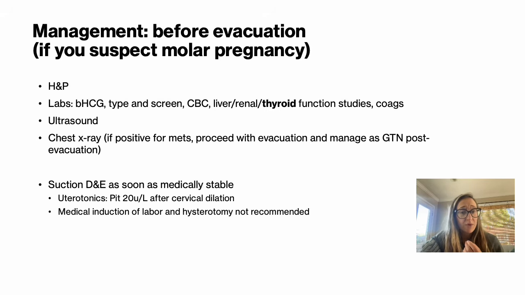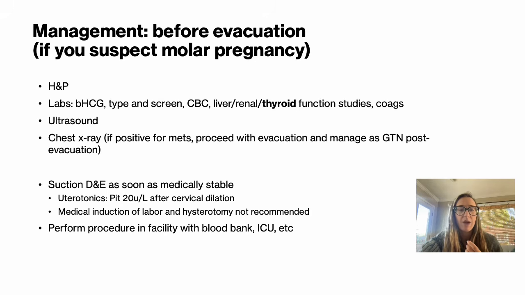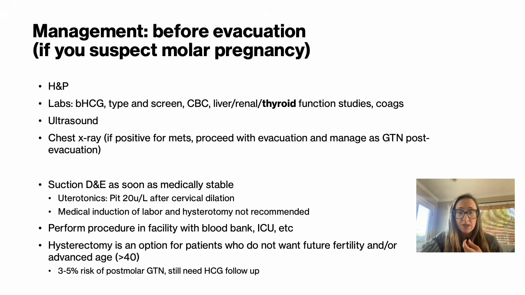And then you go to the operating room for suction D&E. You're going to want to have uterotonics and your hemorrhage meds available. You don't want to induce these patients. You usually want to do a D&C. And you definitely want to have availability of a blood bank and an ICU because these can bleed. So you want to be prepared.